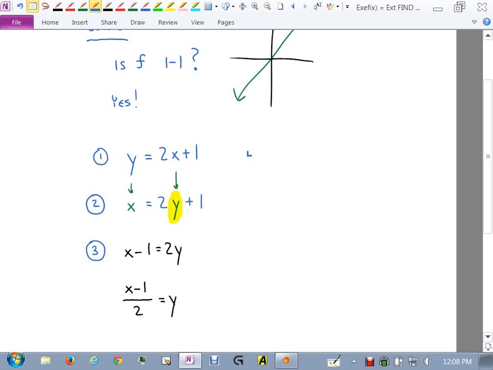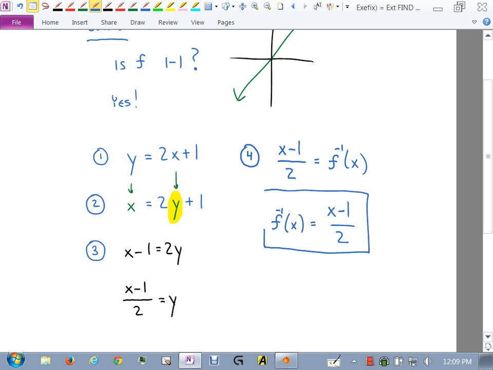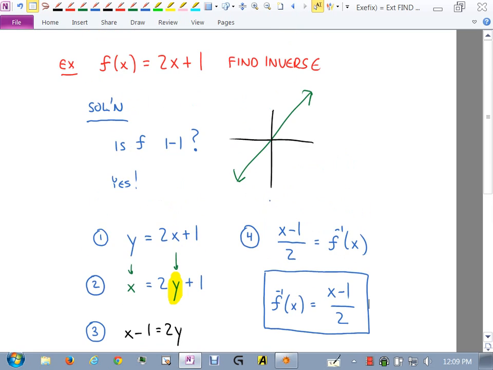The fourth step, your final step, is to replace the y with what? F inverse. I claim that that's the answer, and I'm going to write it a different way. We never really like to write the inverse on the right side. I'll just rearrange. I'm claiming that that's the answer. How could you check it? Now, on the test, if I ask you to find the inverse of a function, what I will do is then ask you to verify it.